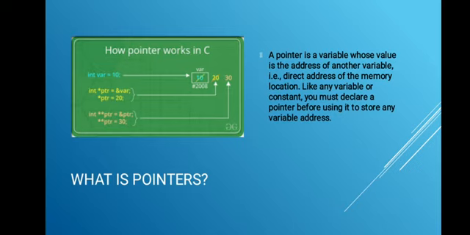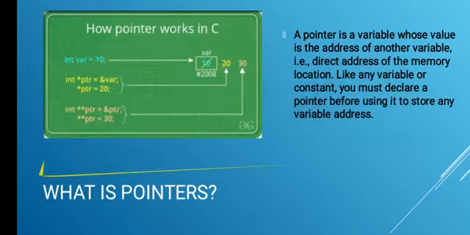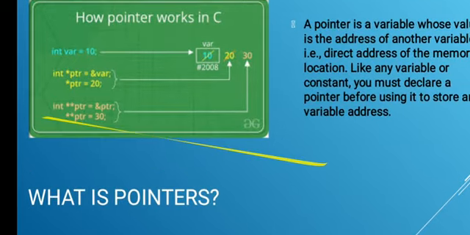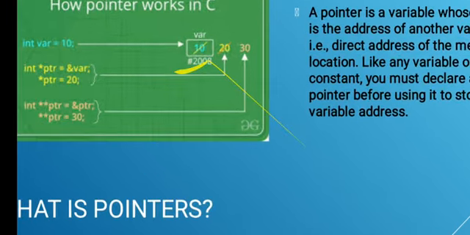Okay, what is a pointer? A pointer is a variable whose value is the address of another variable. When we see through this image, here we are declaring a variable of data type integer and assigning a value 10 to it. When we see through this box, here the value is 10, whereas its address is hash 2008. In the next line, we are declaring a pointer variable.